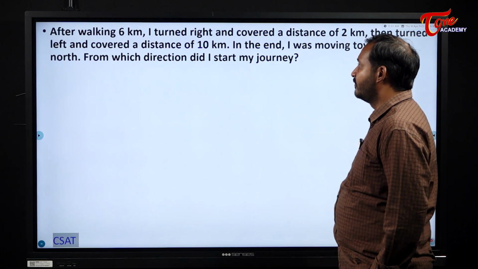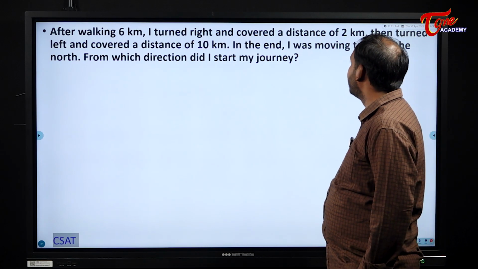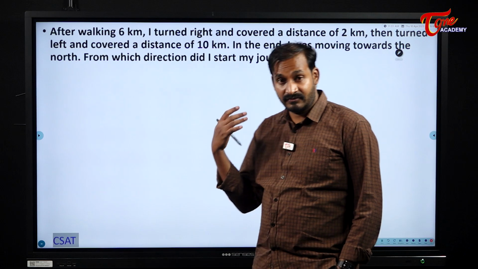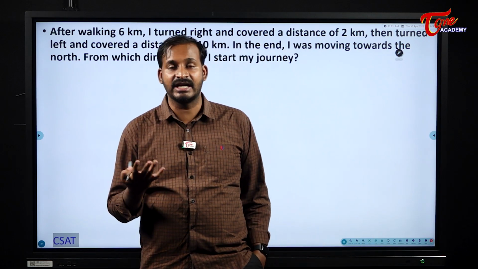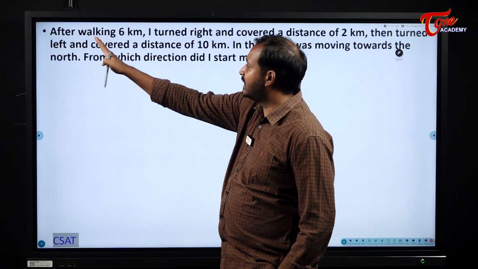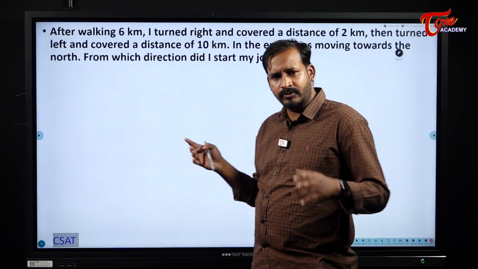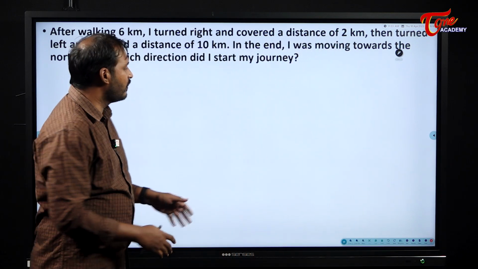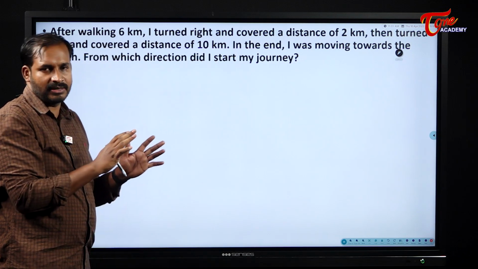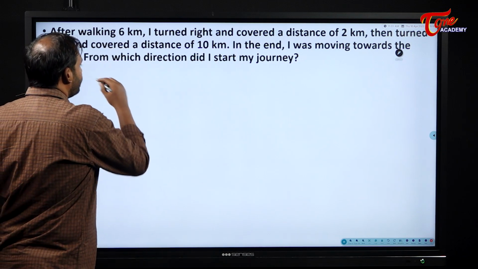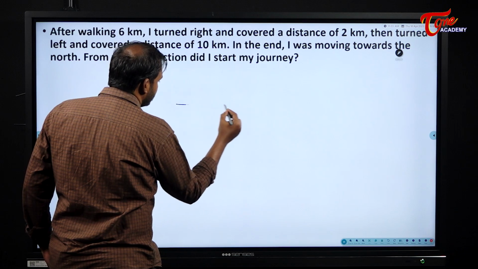After walking 6 kilometers, I turned right and covered a distance. Okay. From which direction I started walking initially, I don't know. Generally, they are telling that after walking 6 kilometers, I turned right. So, it is up to you. Draw in any manner. If you want in upward or sideward, it is up to you. First of all, draw the diagram. After walking 6 kilometers, I will assume for time being in this direction.